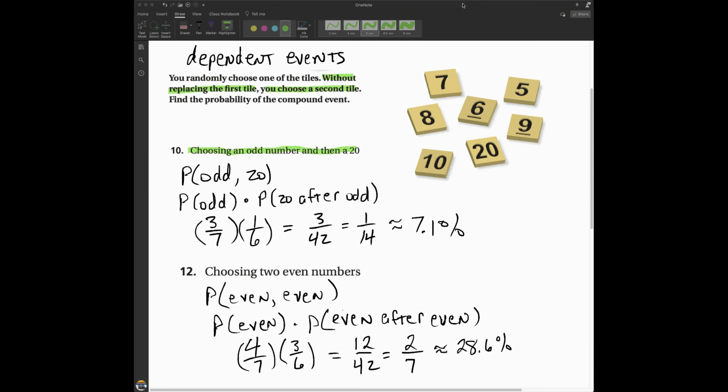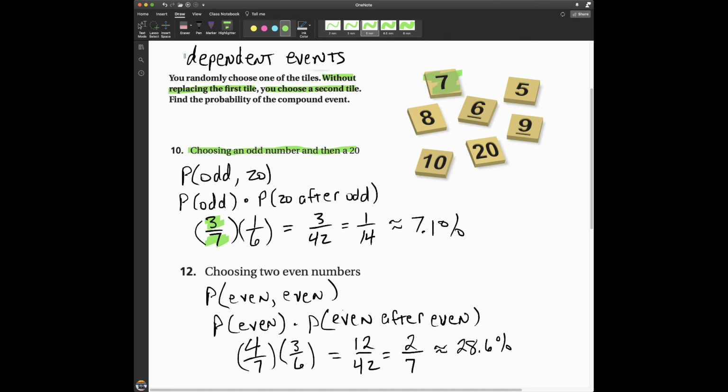Let's say that you choose an odd number. Let's just take 7. Okay, what's the probability of choosing that 7? Well, how many odd numbers are there? There's 1, there's a 5, there's 9. So 3 out of 7. That's the probability of choosing an odd number. Let's say you chose a 7. You take that out. So there's only 6 tiles left to choose from.